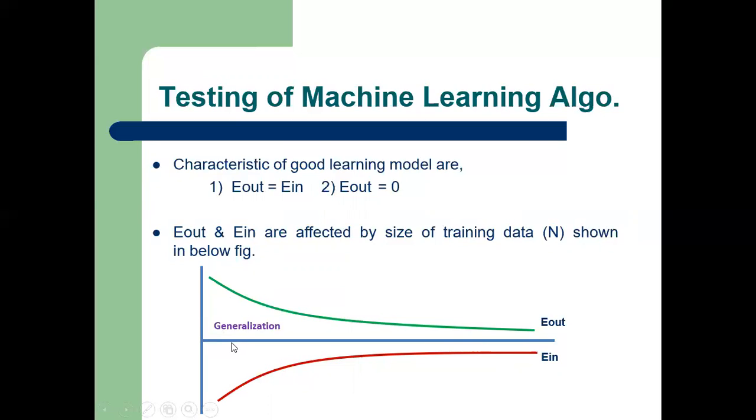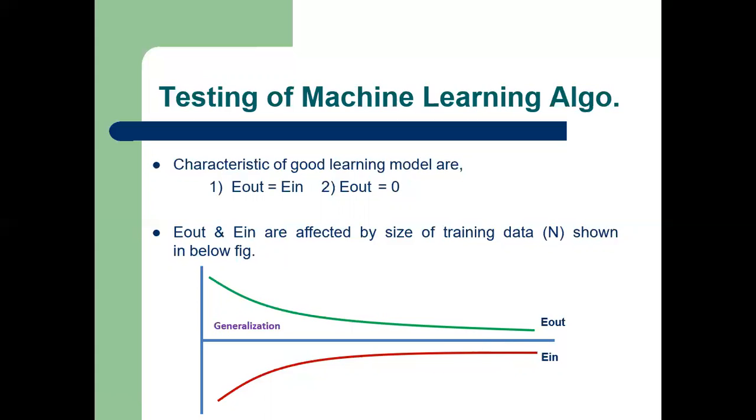As the value of the data size, that is n, is increased across the x-axis, you can find that the train error and test error gradually reduce and approach towards zero. If the training data or the test data contain noise, then they will never have zero error. But it is always expected that the difference between the test error and the train error must be as small as possible. In such a case, the learning model is said to have good generalization.